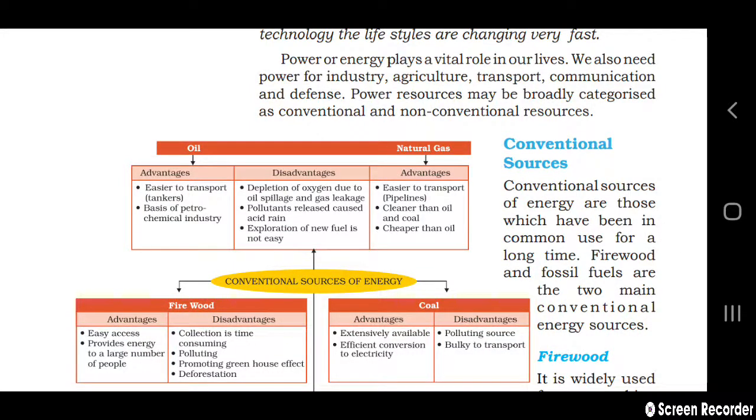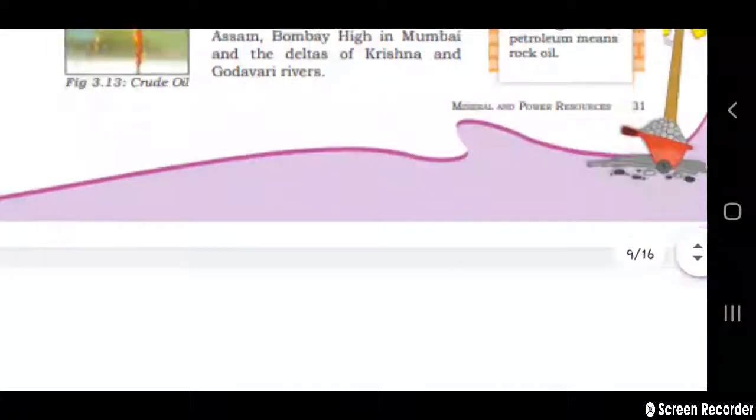Natural gas is very easy to transport through pipelines, cleaner than oil and coal, and cheaper than oil. But it has the same disadvantages as oil.